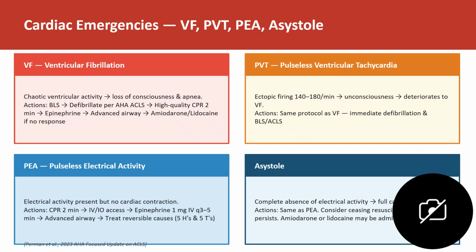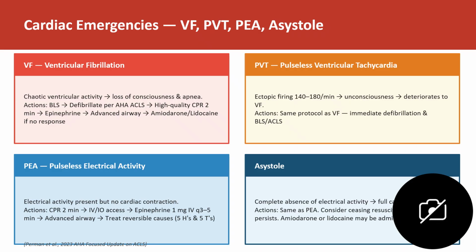Begin BLS, deliver defibrillation, perform high quality CPR for 2 minutes, administer epinephrine, establish an advanced airway, and give amiodarone or lidocaine if there is no response. Pulseless ventricular tachycardia or PVT involves ectopic firing between 140 and 180 beats per minute, leading to unconsciousness and deterioration into ventricular fibrillation. So the management protocol is quite similar to ventricular fibrillation.